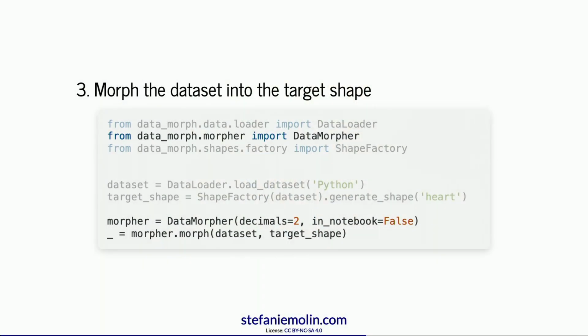So once the data set and the shape are then created, then the actual morphing algorithm can happen. And this is done with the Data Morpher class. And you'll also notice here that you can define how many decimal places you want the statistics to be held the same to. So in this case, I'm using 2.